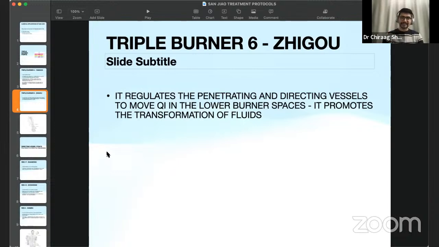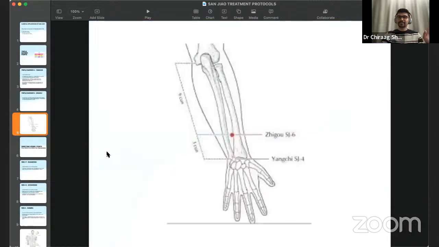Now, just a quick recap of the points. Triple burner 4 is right here. A trick to locate this point is when you hold the hand up, you just strain it like this. And where this tendon ends, this is where you'll feel the depression. This is where triple burner 4 is. You strain the hand a little and you will see it. You can see the tendon where it joins the bone. This is where it is. And 3 shown above is triple burner 6. These are the 2 points which you all must know and practically use.